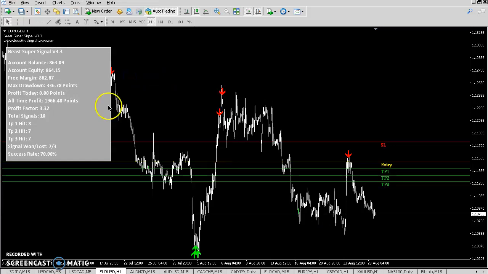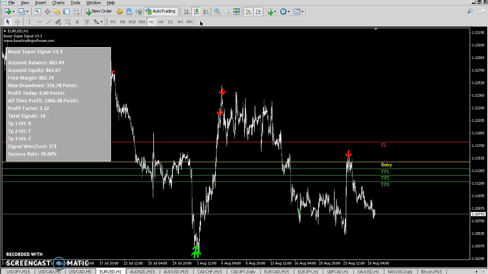As you can see, we have the little chart here. First of all, we've got the indicator's name, basic account information, so your account balance, your account equity, free margin. Something which is interesting here is max drawdown. This will show you that at any particular time with the signals, what your max drawdown would have been.